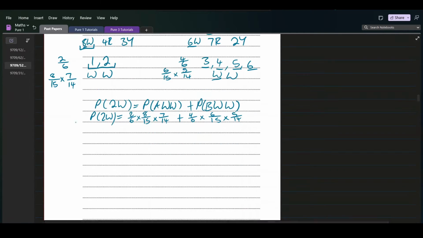Now let's punch that into the calculator and see what we get. That's 2 over 6 times 8 over 15 times 7 over 14, plus 4 over 6 times 6 over 15 times 5 over 14, and that gives us 58 over 315. So that's 58 over 315, and this is our final answer.